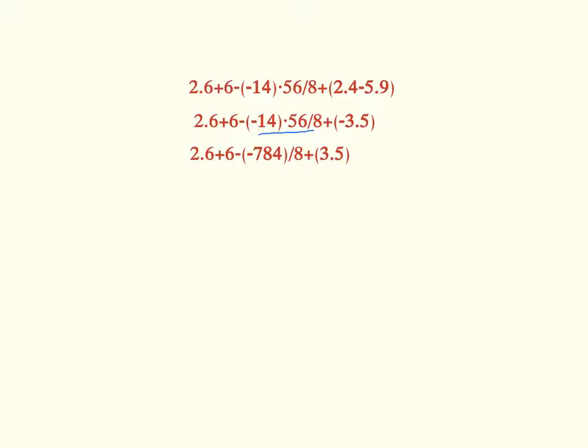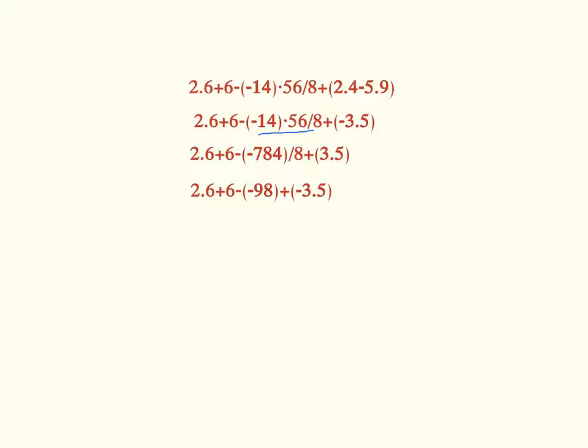Okay, so now we're ready to do division. Negative 784 divided by 8. There is one negative sign. Our answer will be negative. 784 divided by 8 is 98. All the multiplication and division has been done. We're ready to add and subtract in order from left to right.